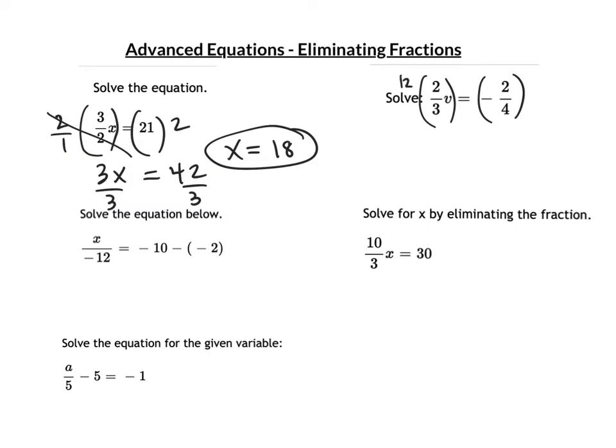So I'm going to multiply each side by 12. And here the 3 and the 12 cancel. And remember that 12 is up top. 3 goes into 12 4 times. 4 times 2v is 8v.